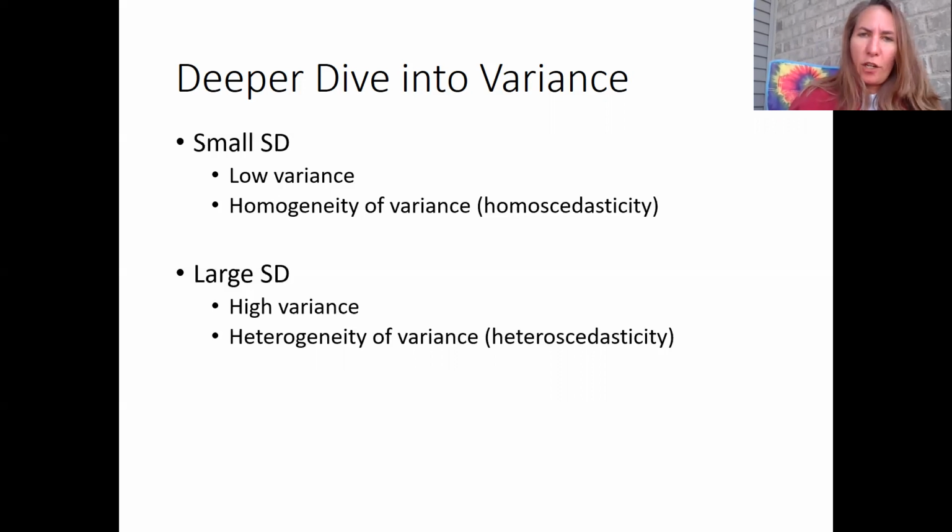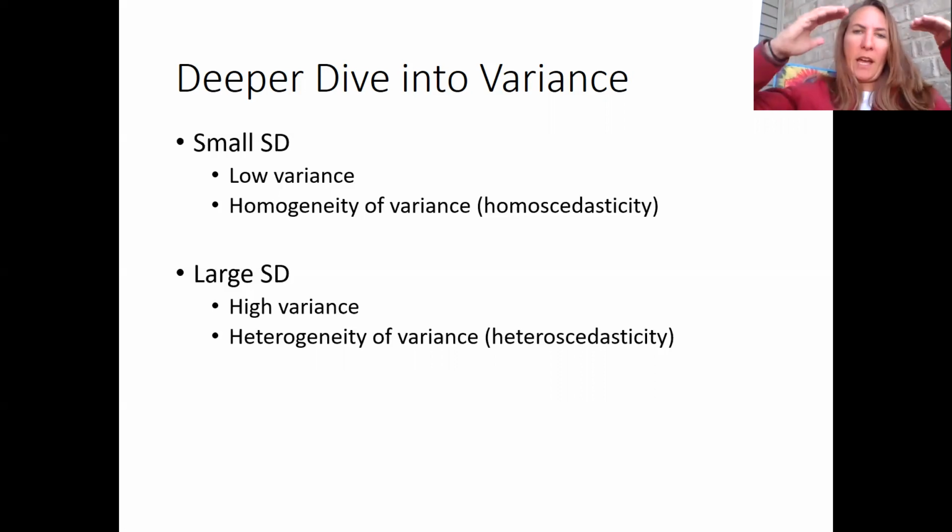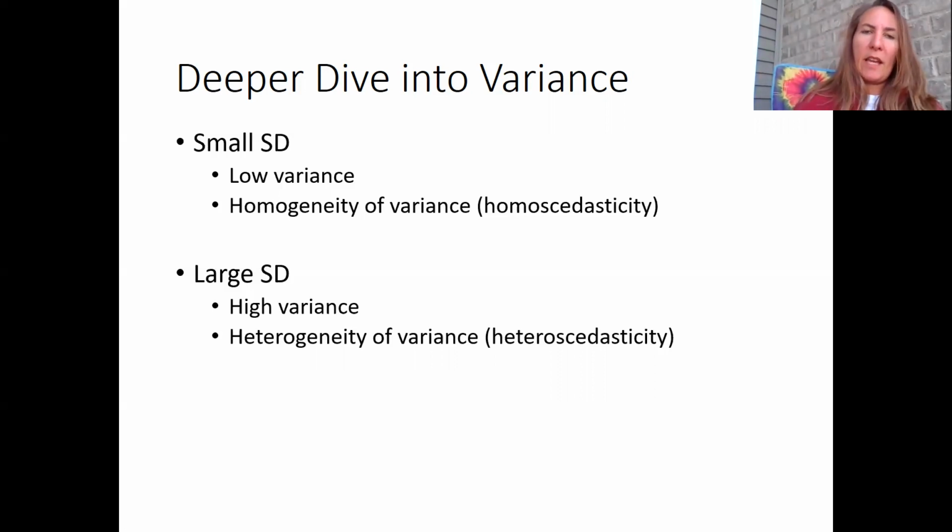When we have a large standard deviation, that means that we have a lot of variance. That's going to flatten our curve, and that means that on average, our data points are not necessarily close to the mean. That means our mean might not be that representative of our data. So this means that our data is heterogeneous. It is not clustered about the mean. This is called heteroscedasticity, and that means that we have a lot of variation in our data. We have lots of spread. We have lots of variance.